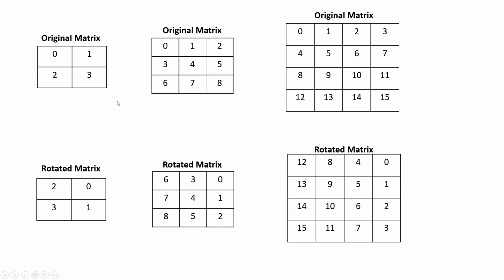So with this 2 by 2, if I swap the top left with the top right, the top left with the bottom right, and the top left with the bottom left, then the matrix is rotated.